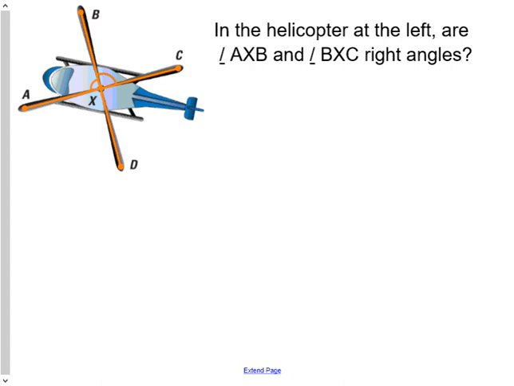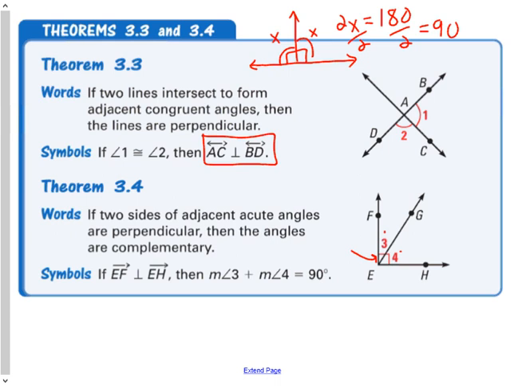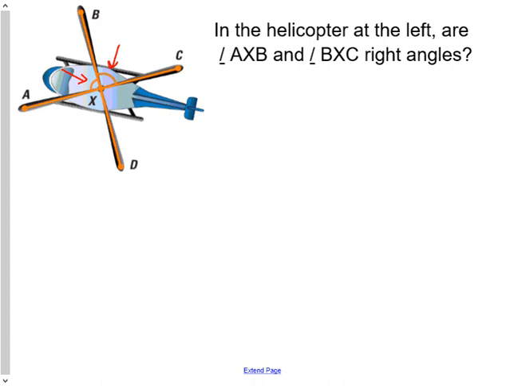In the helicopter at left, are angles AXB and BXC right angles? Now again, I don't see a right angle box, but I do see these congruent angles, right? That is just what we had on that last slide. If you don't remember, it looks like this one right up here that I circled. They're going to be the same exact situation. And again, the conclusion there was, yep, we have right angles, or perpendicular. So yes, AXB and BXC are right angles.